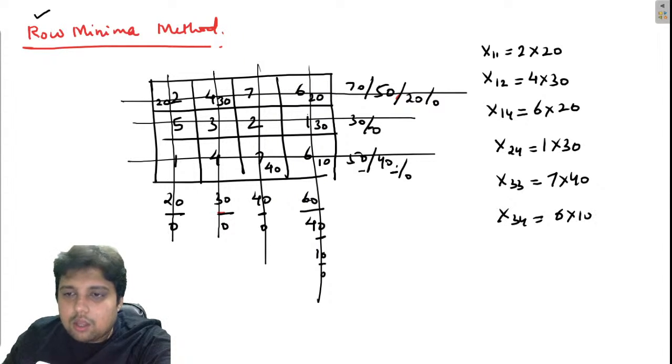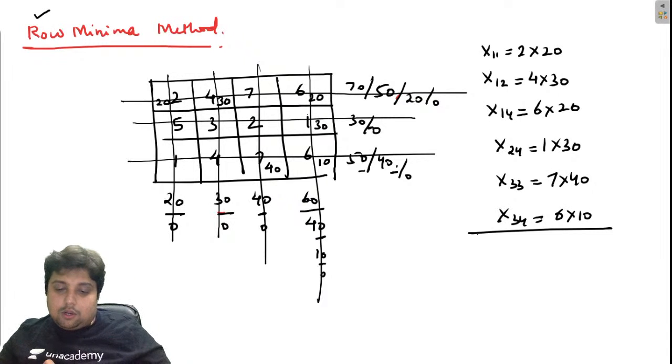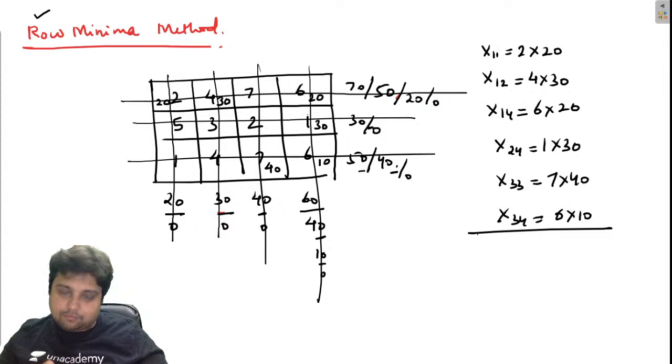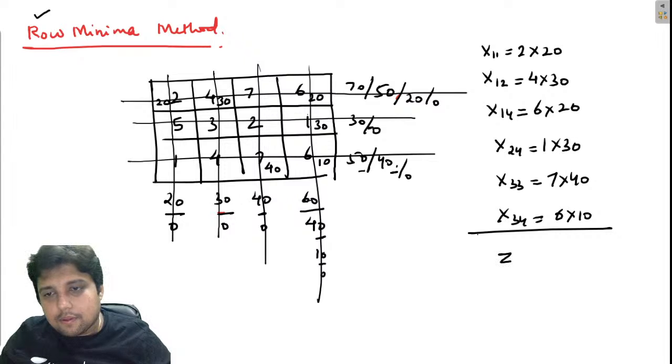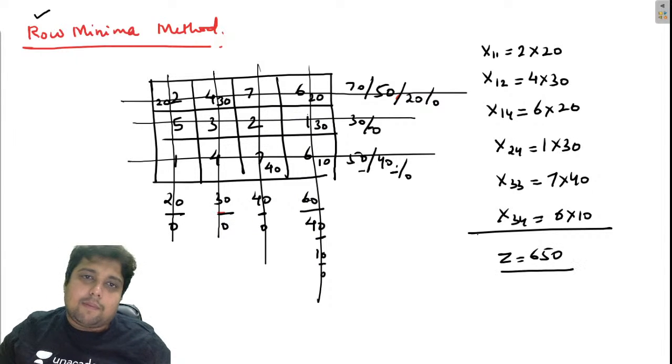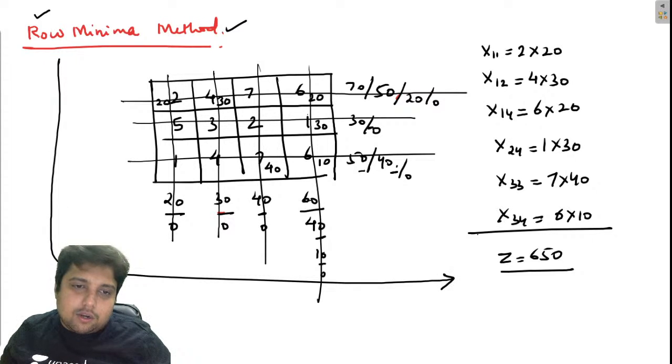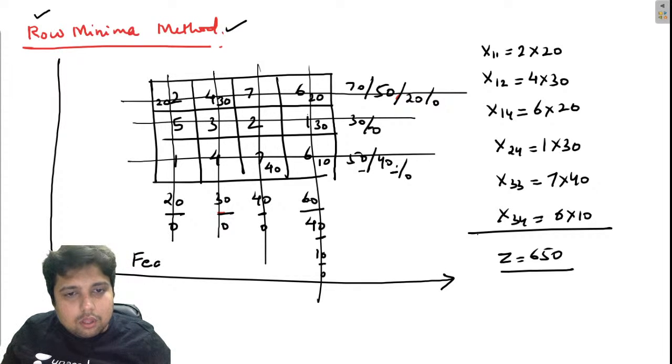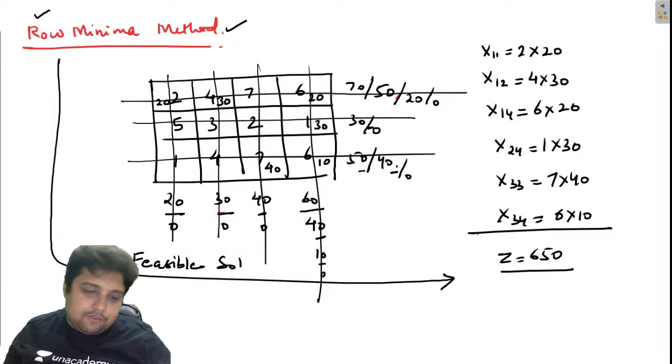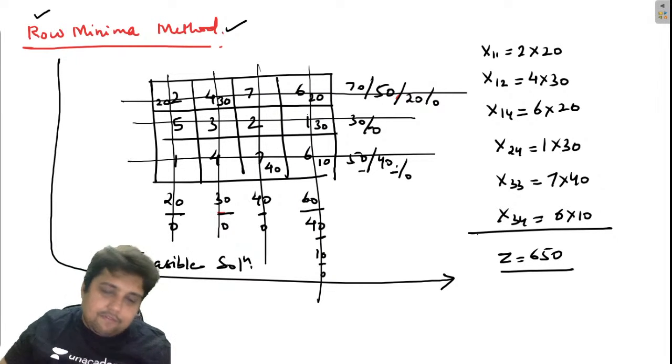What is the total? At least do this for me. Total it out so that it will save us time. So this is coming out as 650. So remember, from the row minima method, we are getting the feasible solution as 650.